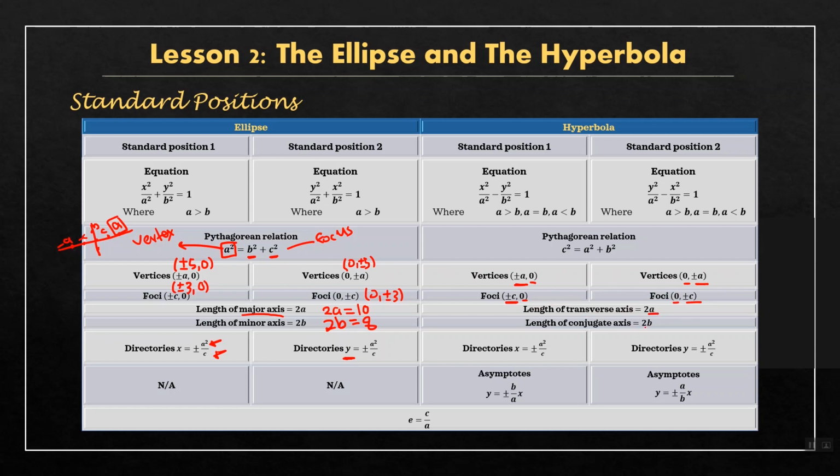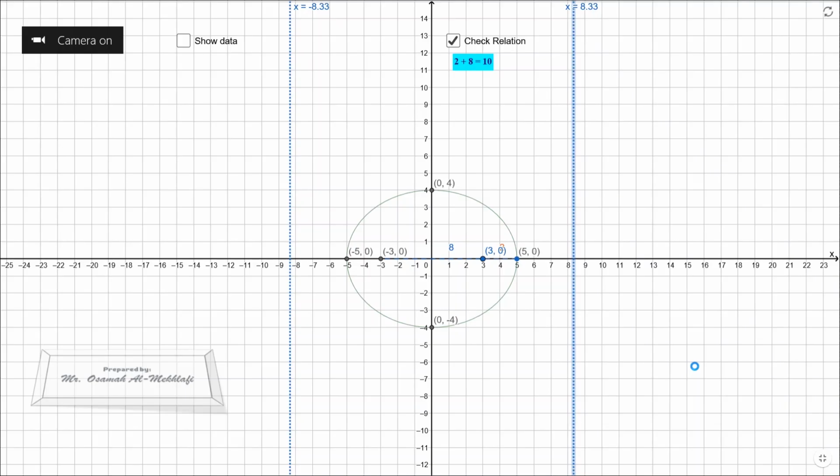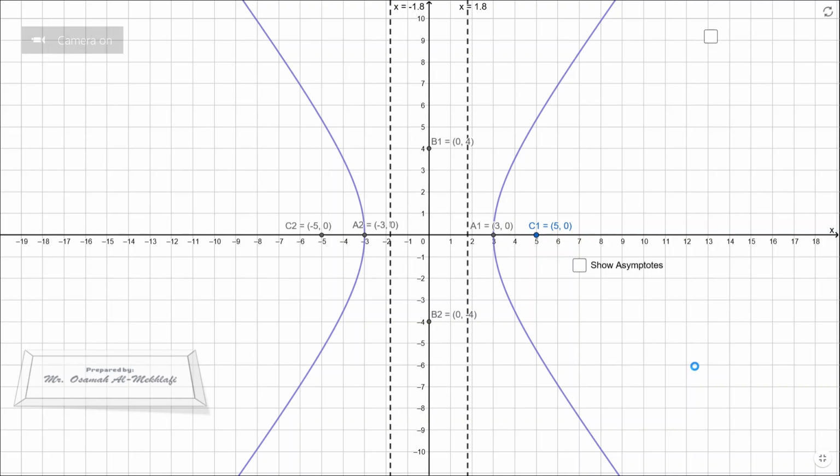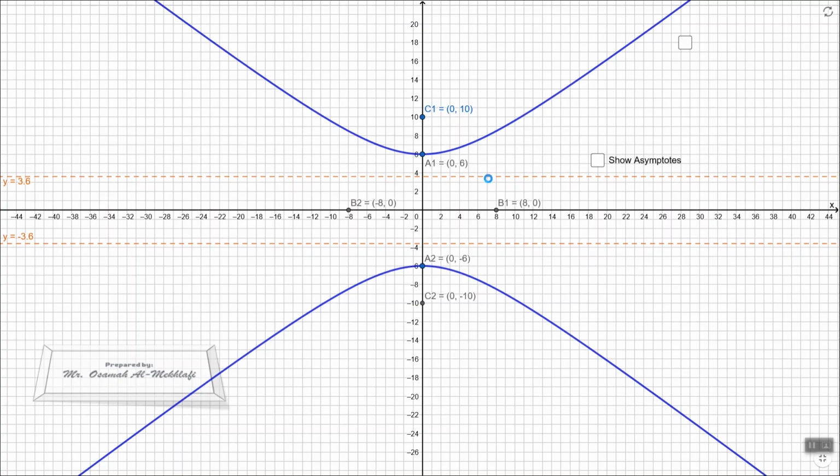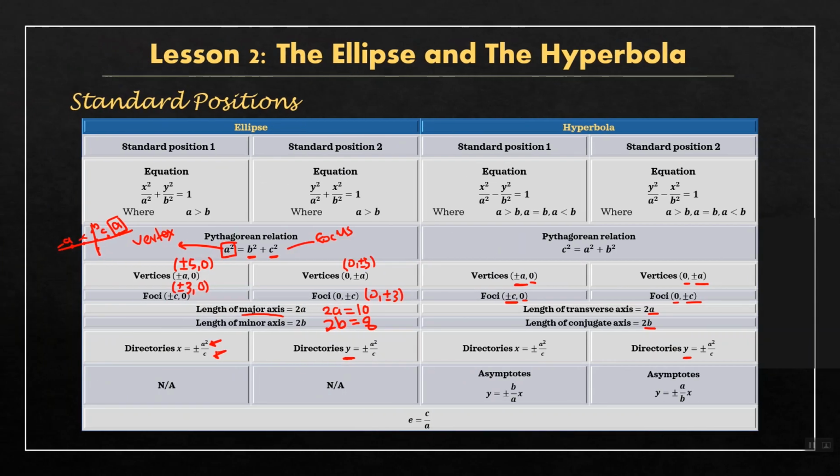The conjugate axis is 2b. The directrices are also the same. They're a squared over c, plus minus, and it's equal to x in the first standard position, and equal to y in the second standard position. Now, I haven't shown you the directrices. The directrices are these two lines. So these are called the directrices. And also here, the directrices are these two lines. Okay, and how do we find them? Same thing, a squared over c for both of them.